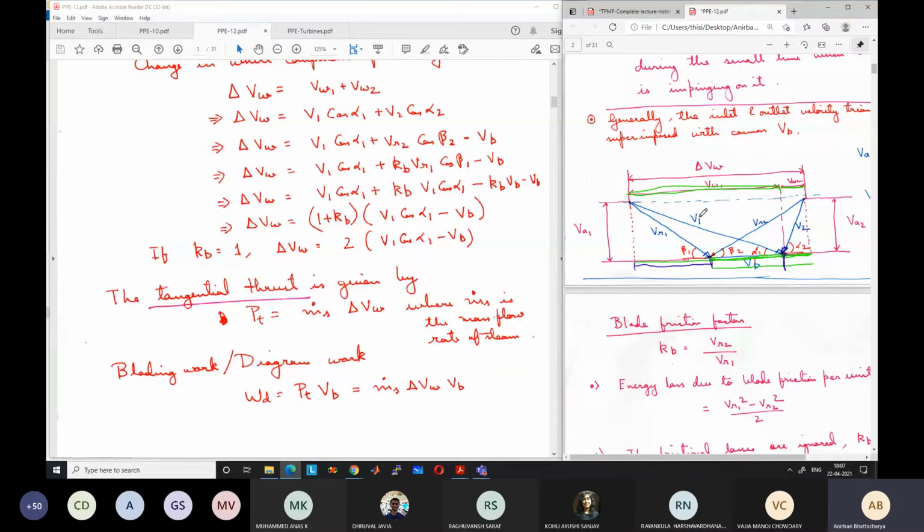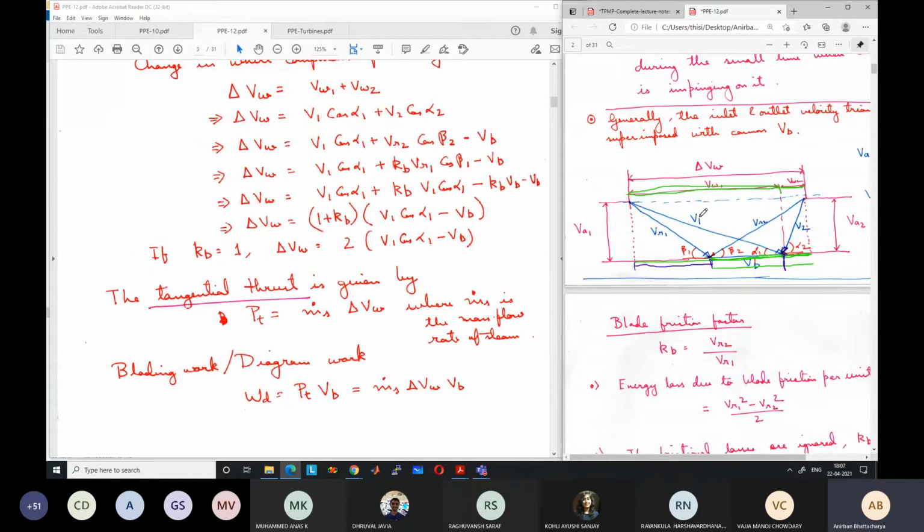So this blading work or blade work is the actual work output that we are obtaining once the kinetic energy gets converted to work. We had more energy available for conversion to work, but we could not convert the entire energy to work, because of the nature of flow. The flow has to go out with certain kinetic energy. So ultimately the part we could convert is known as the blading work or diagram work, and is given by Pt into Vb, which is m dot s delta Vw into Vb.